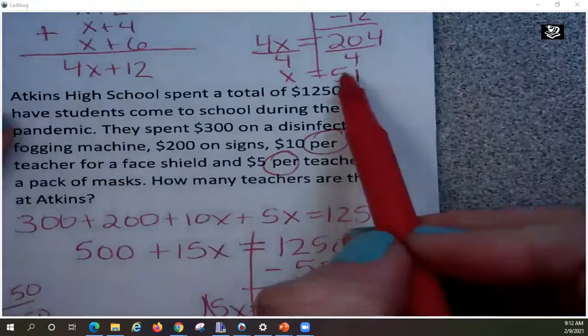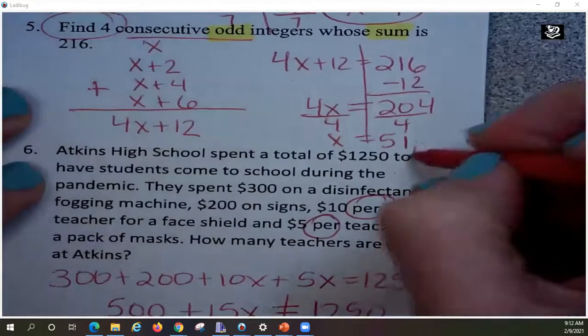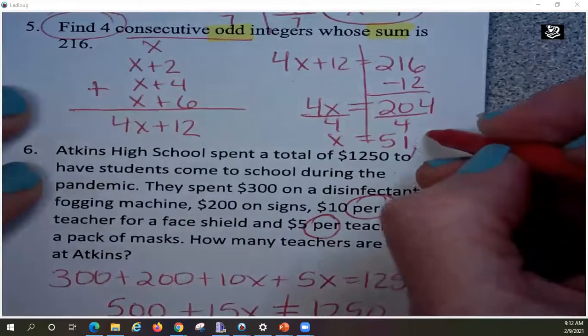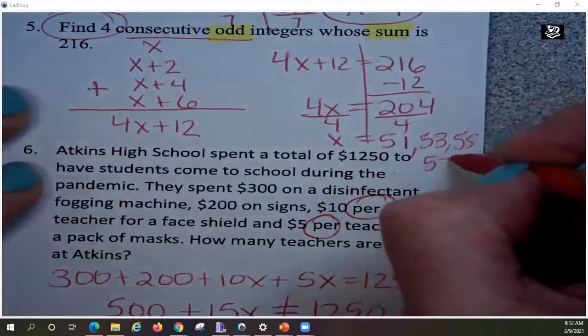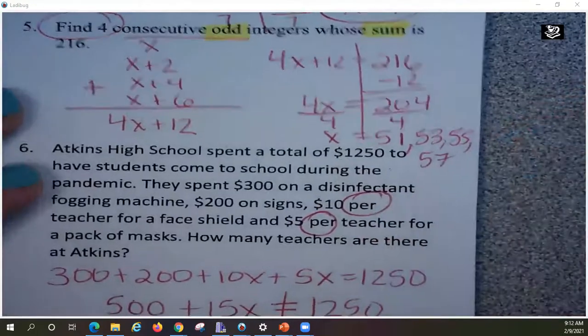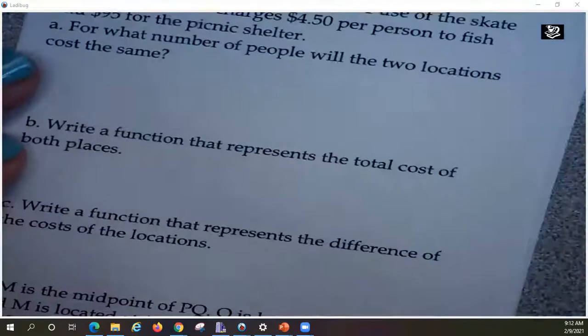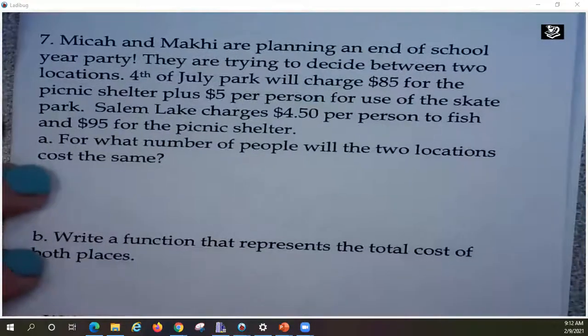Somebody sent me a chat about number 5. They said it said find 4. So technically it would be 51 and then what? 53 and 55 and 57. Okay. Good catch.